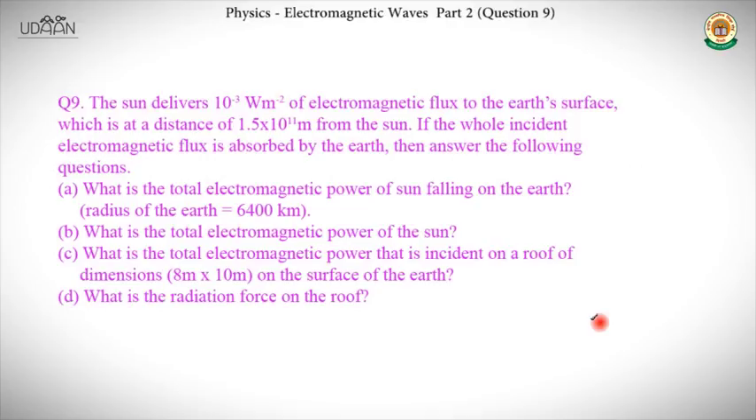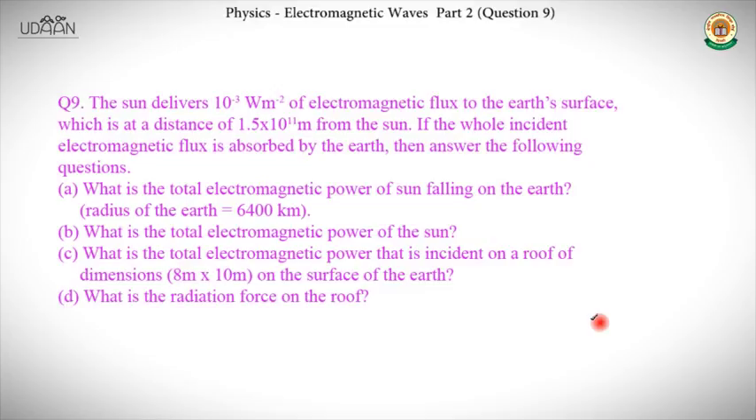This seems big. The sun delivers 10 to the power minus 3 watt per meter square of electromagnetic flux to the earth's surface, which is at a distance of 1.5 into 10 to the power 11 meters from the sun. If the whole incident electromagnetic flux is absorbed by the earth, then answer the following questions. Now you have 4 different questions here. First, we'll go one by one. What is the total electromagnetic power of sun falling on the earth?